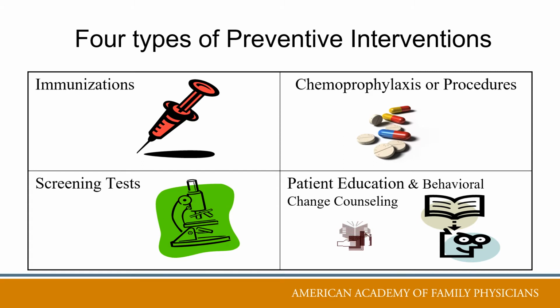There are 4 types of preventative interventions that we think about during pregnancy. 1, immunization. So we want to think about, is this person up to date on their immunizations? That could impact the baby, not just the mom. Screening tests, chemoprophylaxis or procedures, prenatal education, and behavior change counseling.